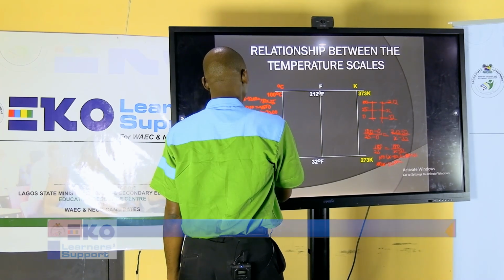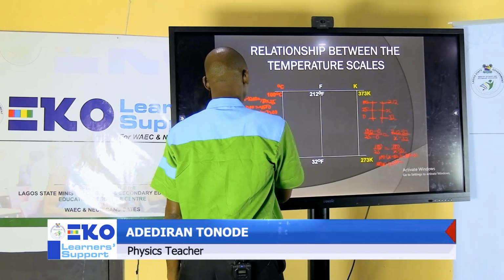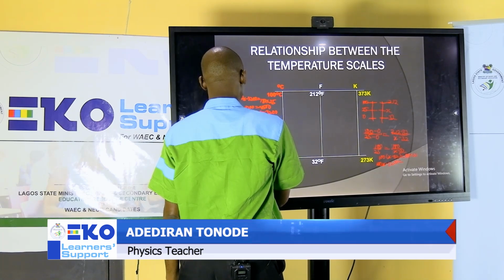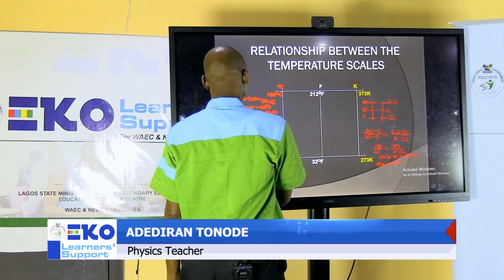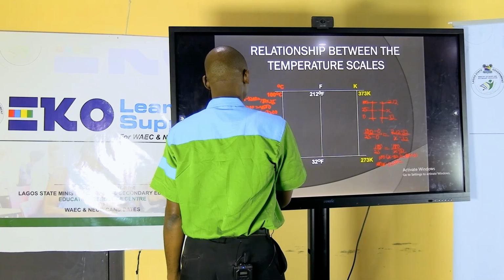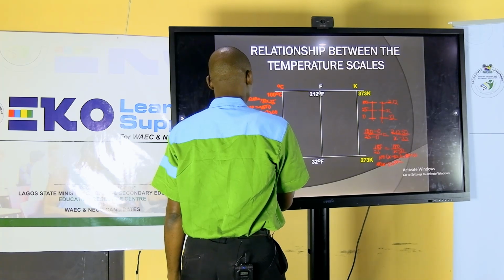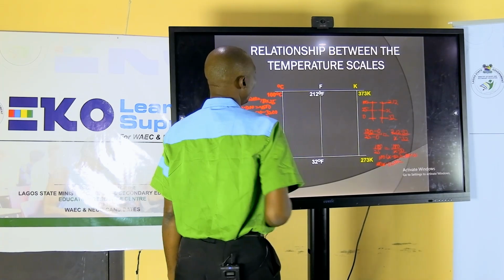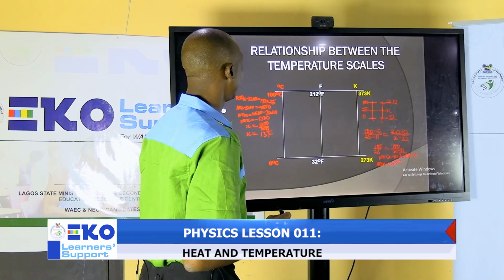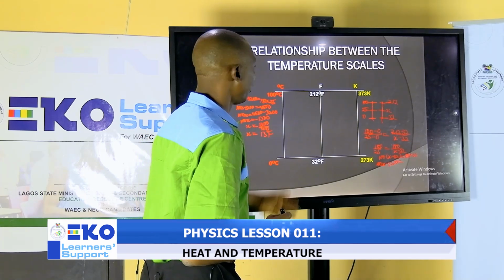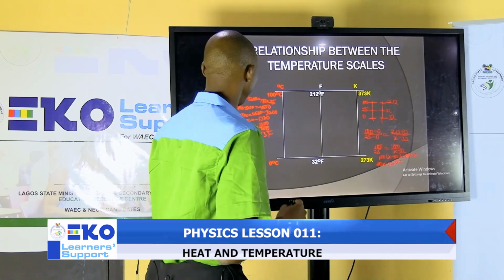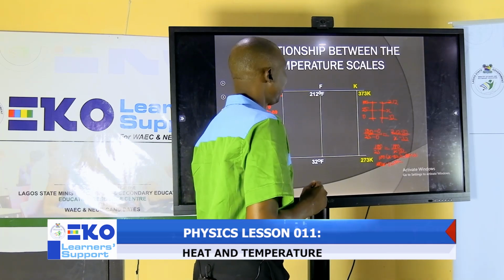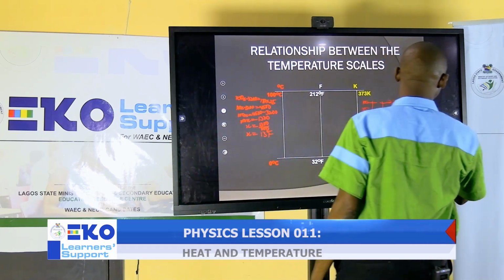100x equals 1300. So our x will now be 1300 divided by 100. So x equals 13 degrees Fahrenheit. So we've been able to convert our centigrade to Fahrenheit, and that is the method. So I believe you understand this.